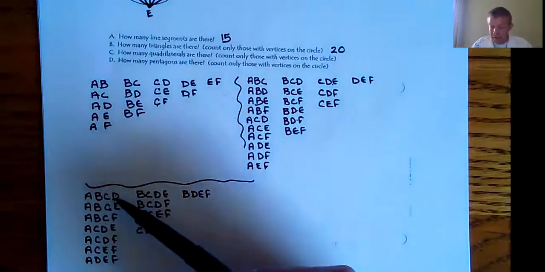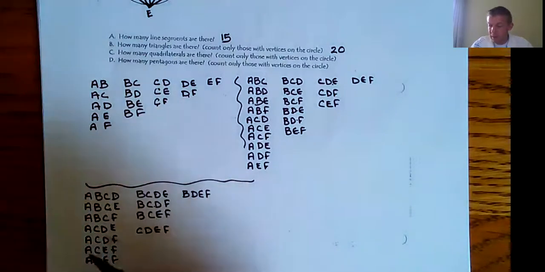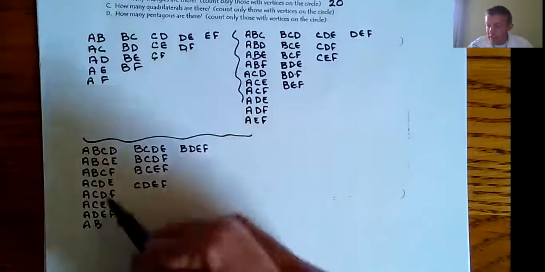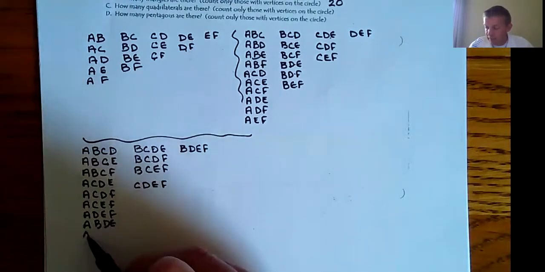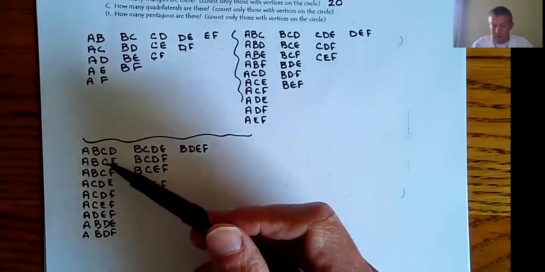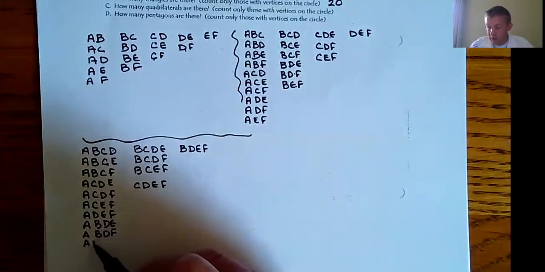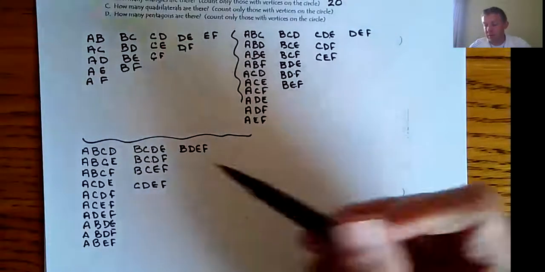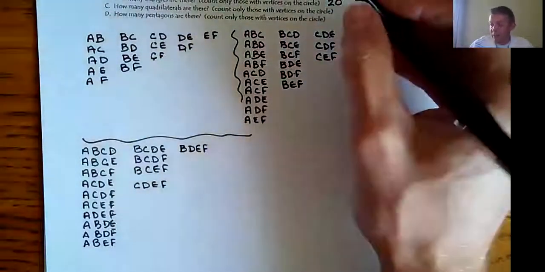About my A's, I've got those. Oh, what if I skipped over C? What if I did A, B, D, E, and A, B, D, F? So I got a couple more A, B, D's, and I can skip over D as well and do A, B, E, F. I think I might have them all now. Let's count. 1, 2, 3, 4, 5, 6, 7, 8, 9, 10, 11, 12, 13, 14. There are supposed to be 15 of them.